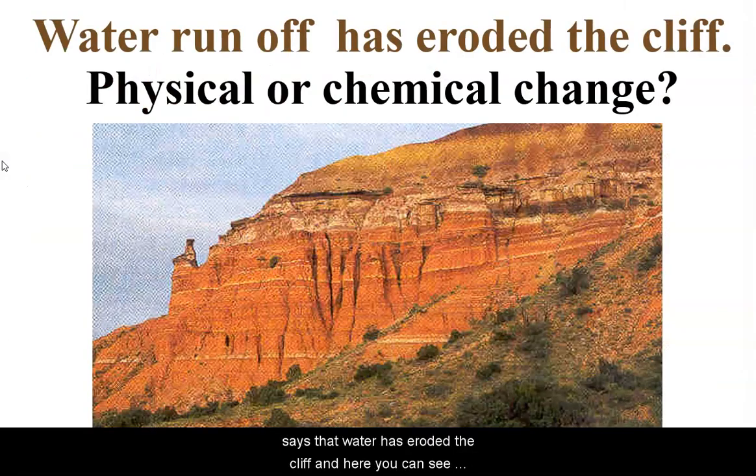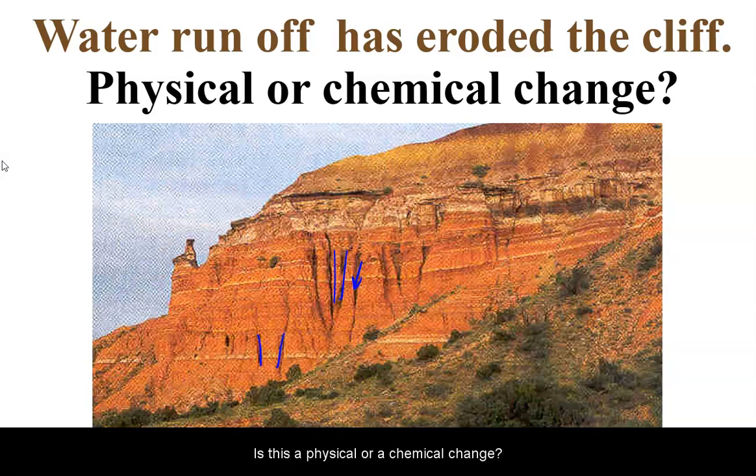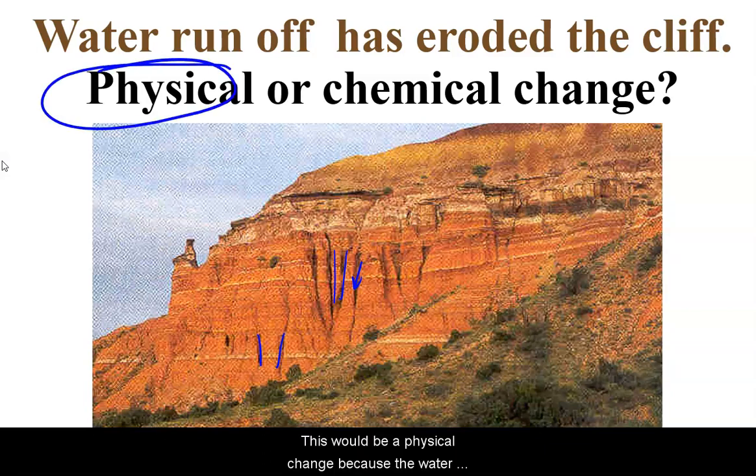So here we have a cliff, and it says that water has eroded the cliff. And here you can see where the water actually ran down in these grooves that are right here. Is this a physical or a chemical change? This would be a physical change because the water didn't change the makeup of the rocks. It just changed the way it looked.